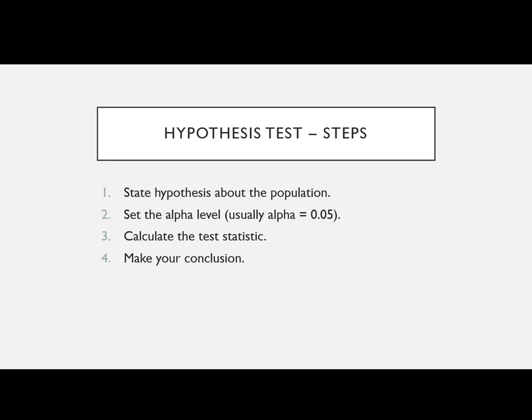The second thing we do is we set the alpha level. And it's almost always alpha equal to 0.05 in social science studies. So we'll just use 0.05. That's kind of the go-to. Then we calculate the test statistic. I will show you how to do that with hand calculations, only very briefly, and the rest we'll use SPSS. And then you make your conclusion, and that's something that has to come from you, the researcher, interpreting your output.